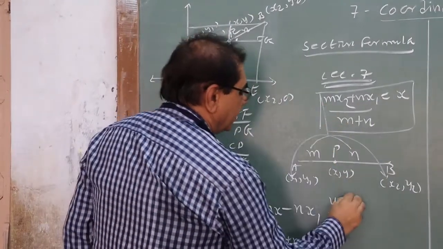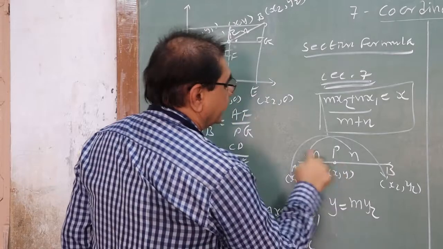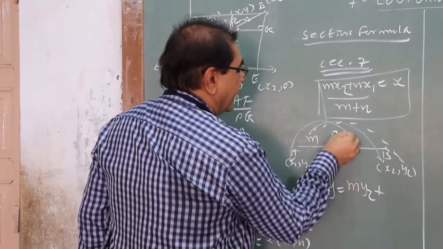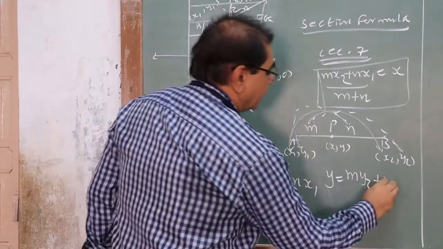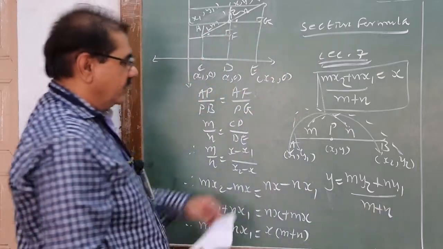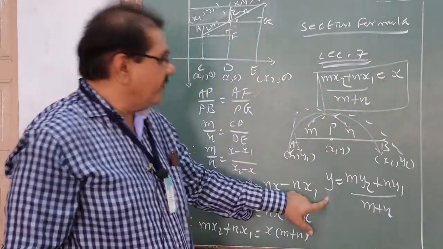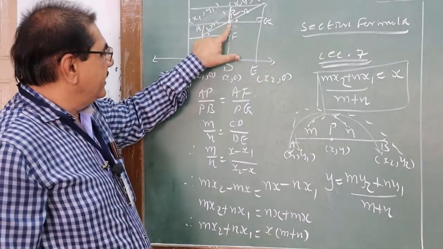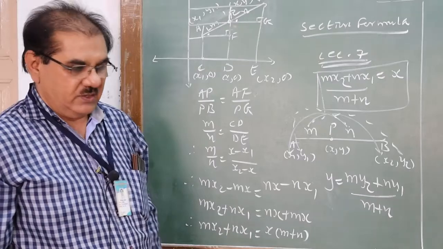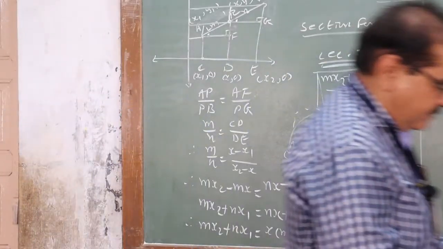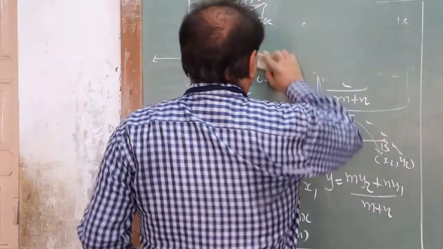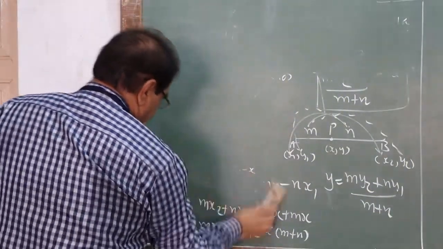y is equal to my2 plus ny1 whole upon m plus n. So these are the formulas for the x coordinate and y coordinate of the point P, which divides the line segment in the ratio m is to n. Okay, so keep this formula in your mind, and then you can understand the questions very easily. I hope you understood the formula.